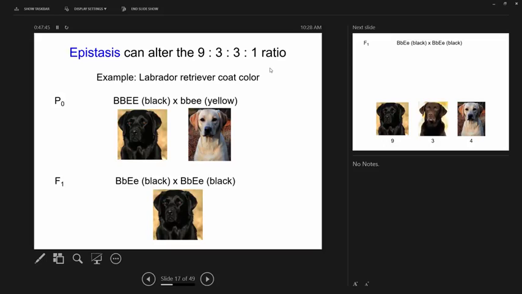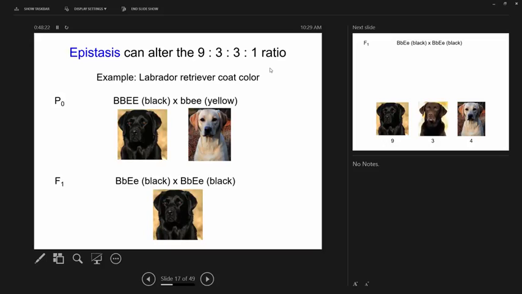The black, brown, and yellow Labrador Retriever coat colors are controlled by 2 genes, the B gene and the E gene. If you take a dog that is homozygous dominant for both, black color, one that's homozygous recessive for both, yellow color, cross them, 100% of the progeny will be heterozygous. Big B, little b, big E, little e, right? And they will all be black coat color.